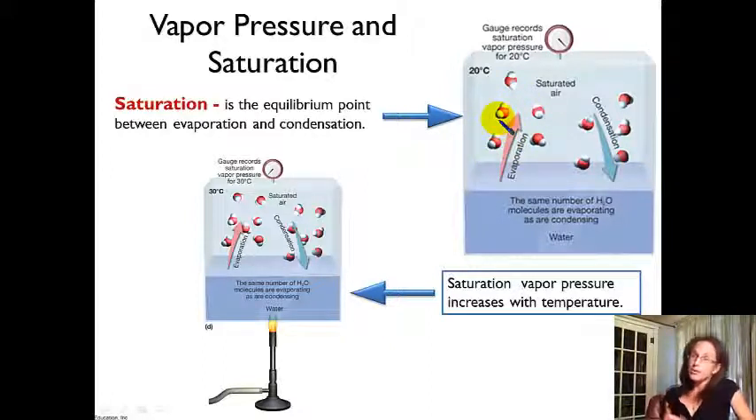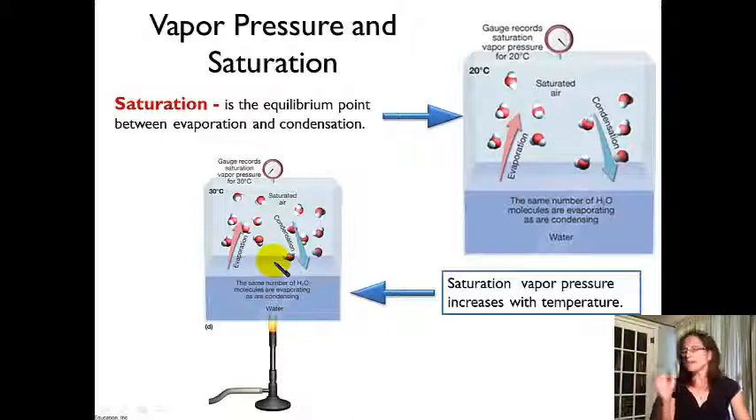And a really important concept that we need to make sure we're really clear on is that saturation vapor pressure increases with temperature. So if we put a little Bunsen burner under our box of air and water, the amount of water vapor that will exist in the air at that point of equilibrium is higher if we're at 30 degrees than if we're at 20 degrees. So as we increase the temperature, we can have more water vapor in the air and have that water vapor be at equilibrium with the water.